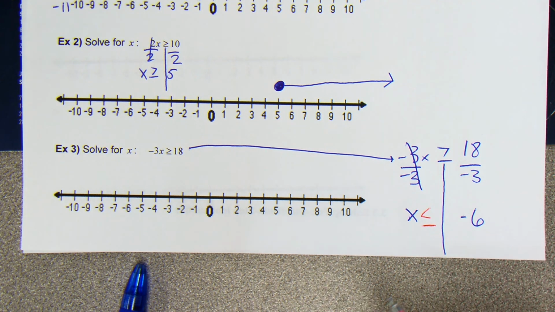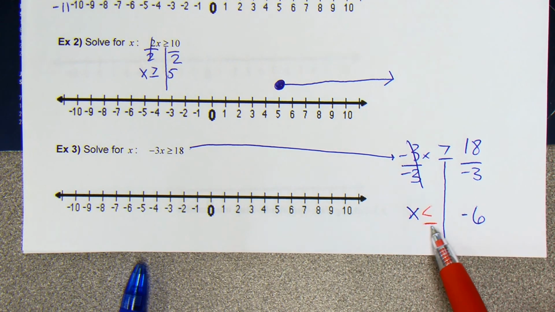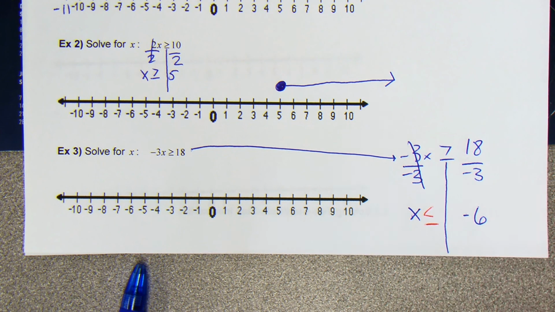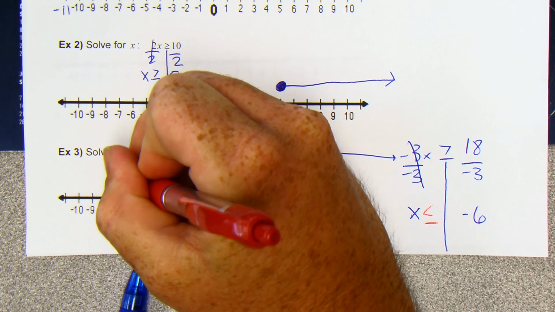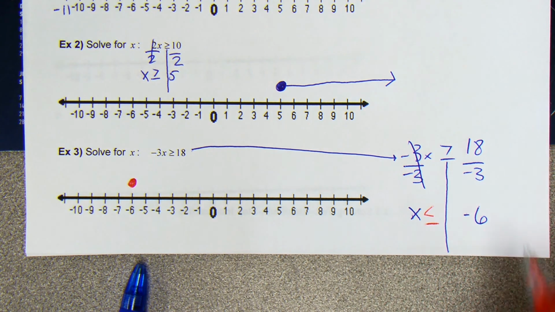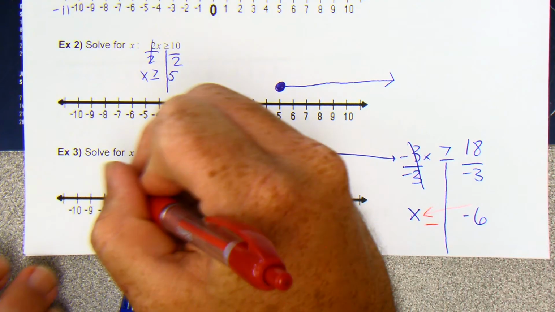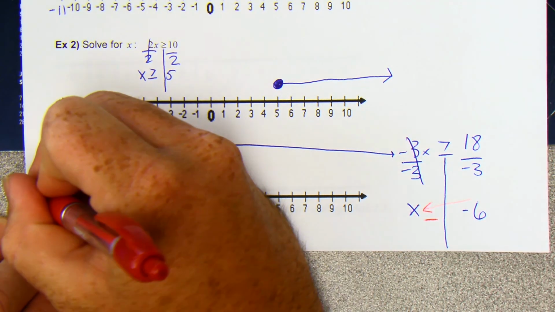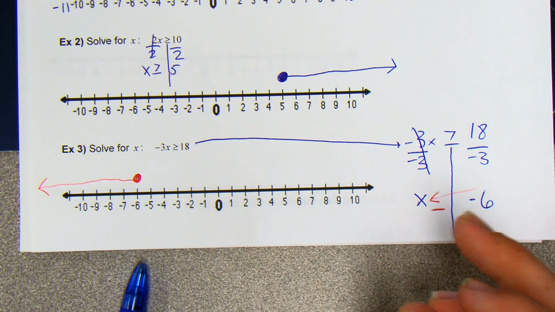So I find negative 6 on the number line. I know it is going to be a closed dot because it has this line underneath my inequality sign. I draw my dot, and then I need to make my arrow. If I was to extend this, you could see that the arrow would point to the left, right? So I'm just going to draw my arrow to the left, and that is the graph for x is less than or equal to negative 6.